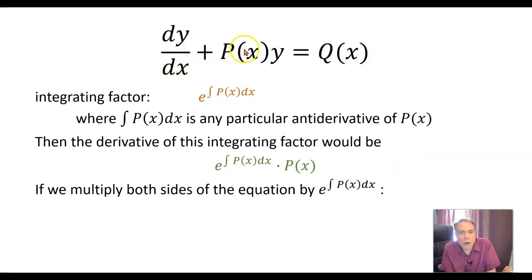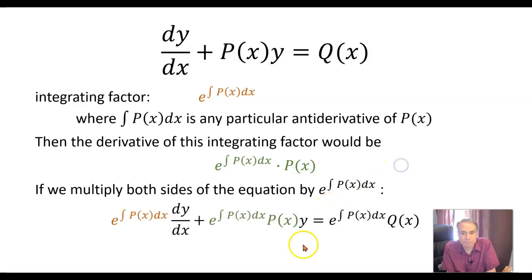And so if we take our equation that's set up like this, and we multiply both sides by our integrating factor, here's what it looks like. We have e to the integral of p of x dx times dy dx, plus e to the integral of p of x dx times p of x times y, equals e to the integral of p of x dx times q of x. And look at what we have going on the left side.